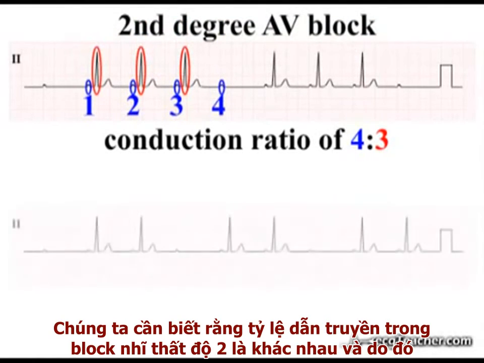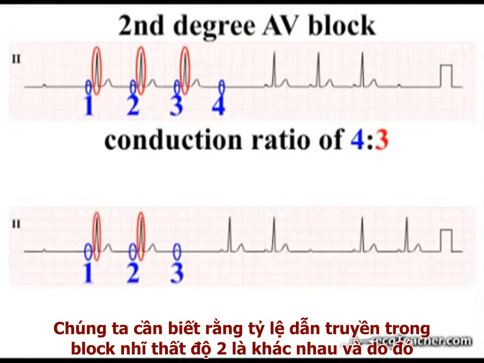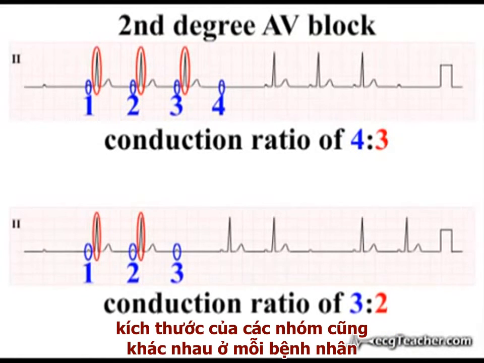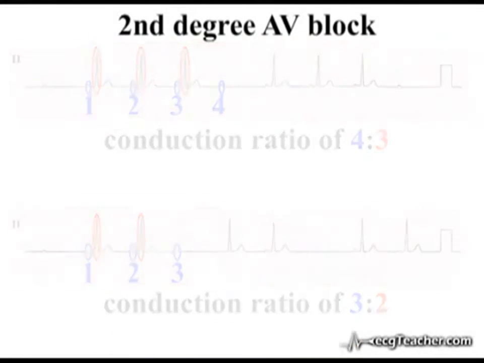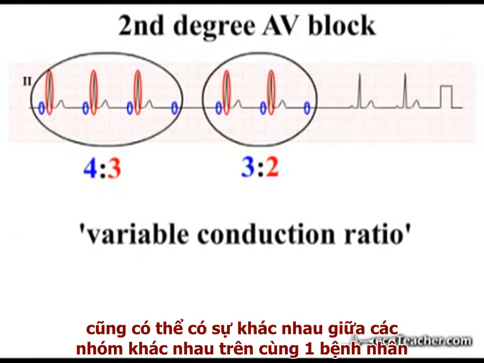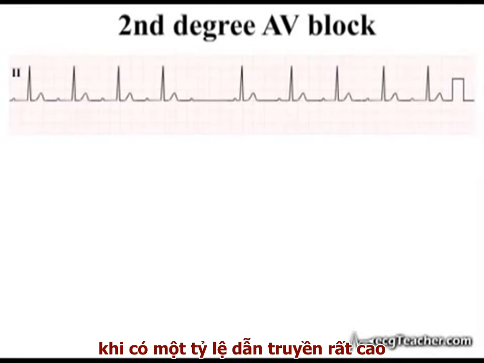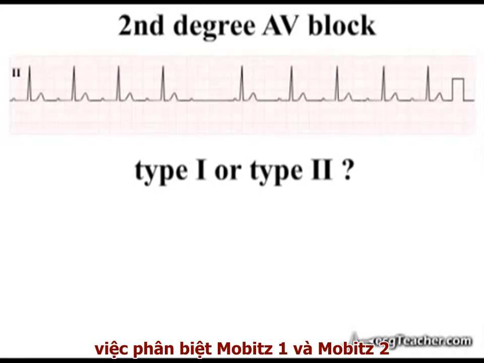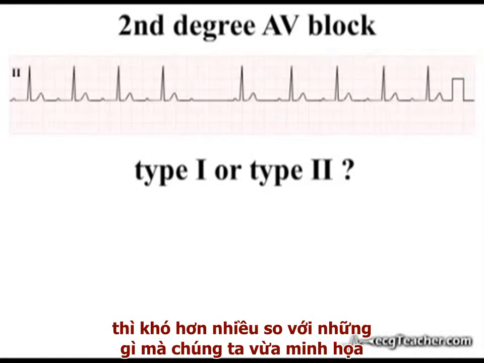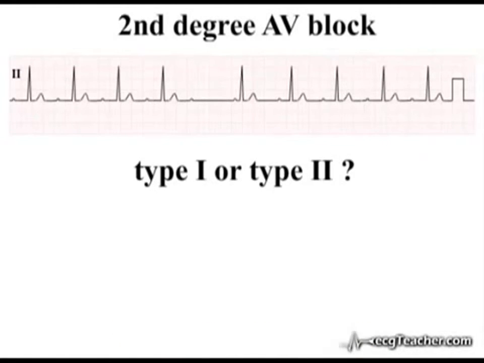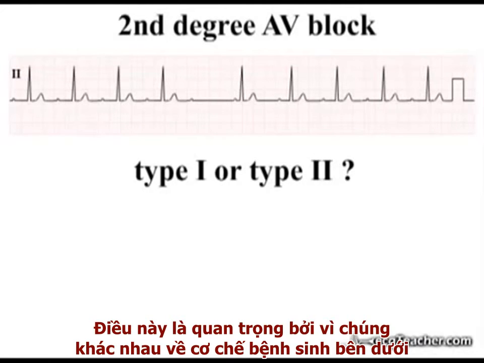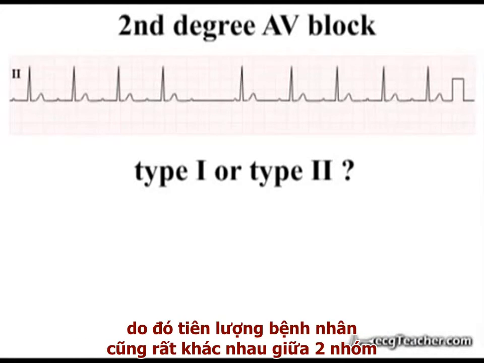We should point out that the conduction ratio in second degree AV block, and therefore the size of the groups, varies between patients, and as shown here may even vary between groups in a single patient. In the presence of very high conduction ratios, differentiating between Mobitz type 1 and type 2 can be a much more challenging task than we've illustrated so far. Making the call matters because the difference in underlying pathophysiology is reflected in a markedly different prognosis for the patient.